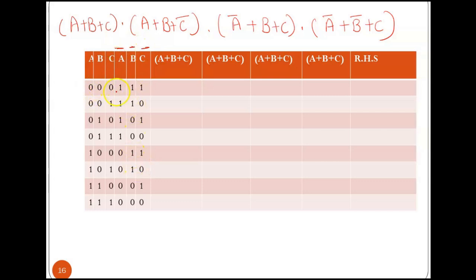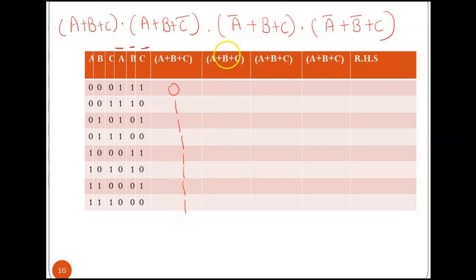You can see A bar is just the opposite of A, 0 to 1, 0 to 1, 0 to 1, 0 to 1, 1 to 0. Like that, B also I filled and C also I filled. Now we have to find the value of A plus B plus C, the first three. If any one is true, it will give you a true result. 0 plus 0 plus 0 is 0. Then 1, 1, 1, 1, 1, 1, 1.